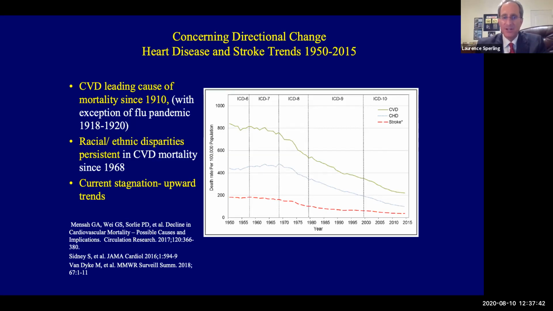When we think about these trends also, it's important to recognize that racial and ethnic disparities have been persistent in cardiovascular disease mortality since 1968. But if you look all the way to the right of these curves, CVD, CHD in blue, and stroke in red, since about 2010 or so, these curves have begun to flatten out. They have become stagnant. And what has happened is an uptick in risk, mortality in our country. Next slide.